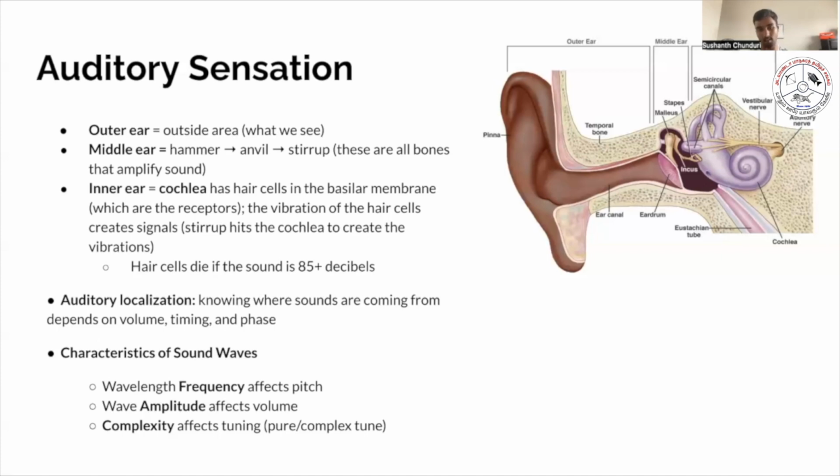Our brain can figure out where sounds are coming from depending on those three indicators. Some interesting things about sound waves are that wavelength frequency affects pitch, wave amplitude affects volume, and complexity affects the tuning. So there are different types of tones: pure and complex tones.